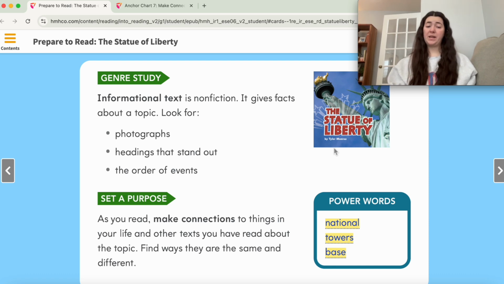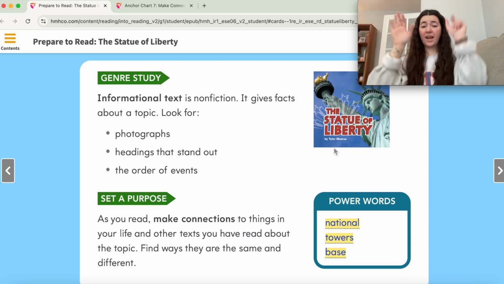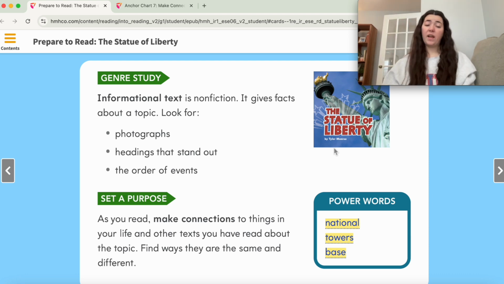Our purpose for reading is as we read, we're going to make connections. Make connections to things in our life and other texts we've read about the topic. And we're going to find ways that they are the same and find ways that they are different.